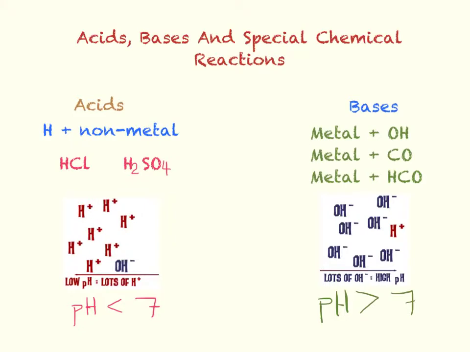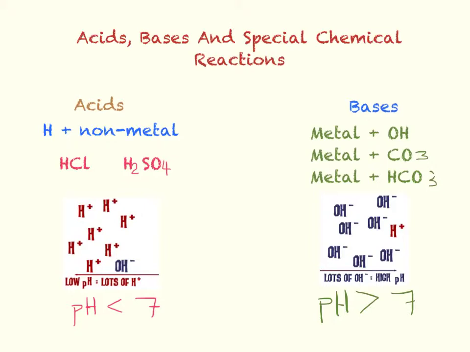Bases are the opposite of acids, and they can neutralize an acid to reduce its properties. Bases are often metal hydroxides, like here, so you'll see the hydroxide ion. Metal carbonates, and hydrogen carbonates, metal hydrogen carbonates.